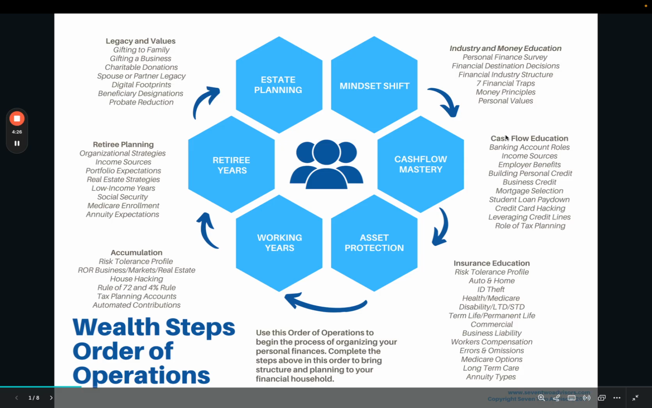Is the advice that you're getting matching up to your goals? Is it matching up to your risk profile? If it's not, then you've got to figure out, are there other options on the table?